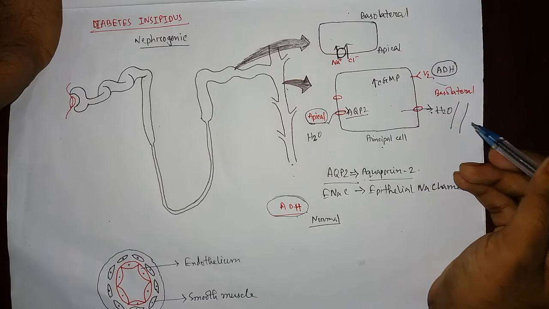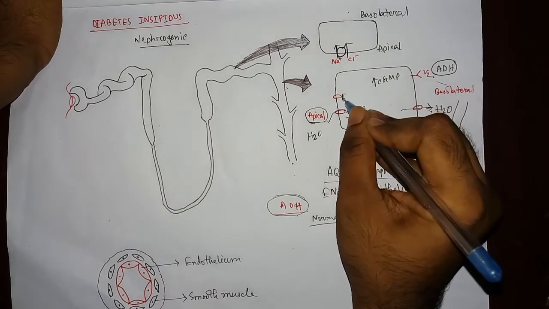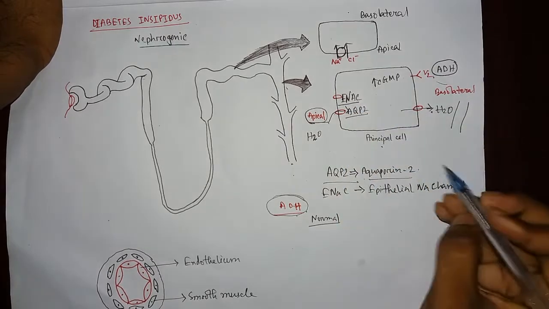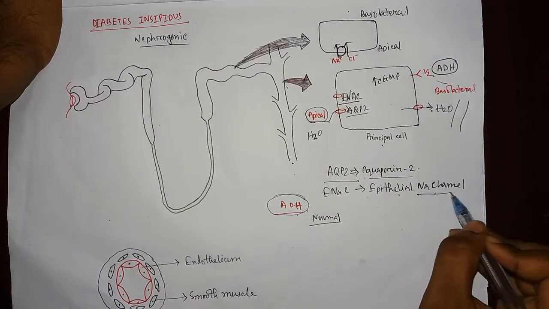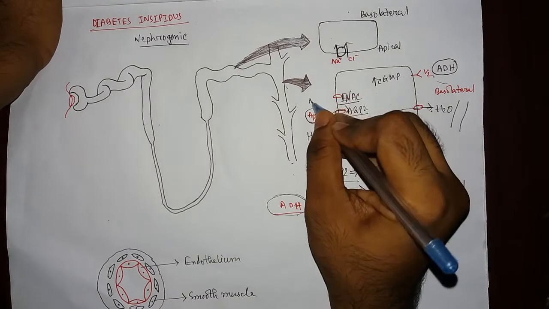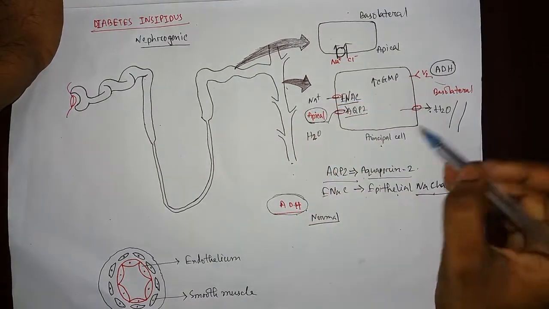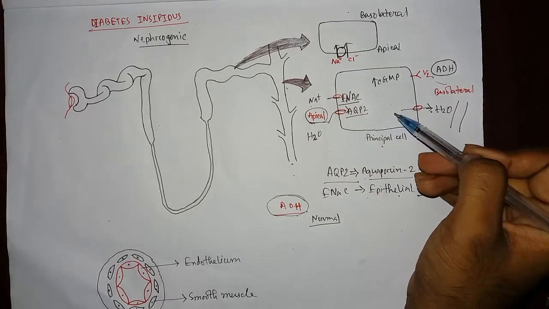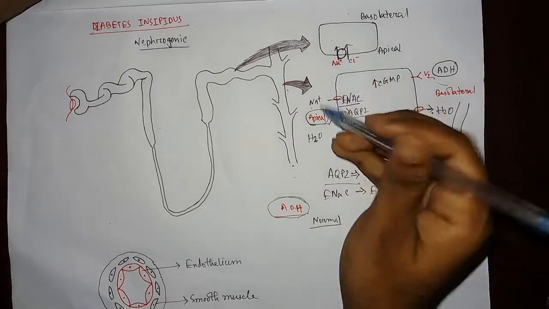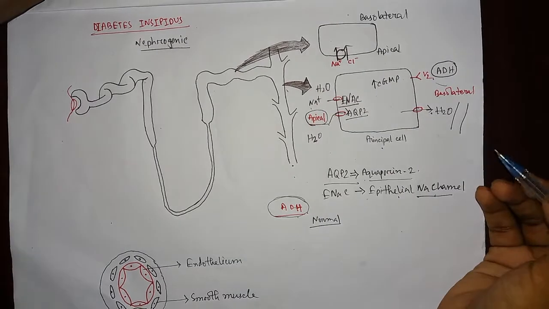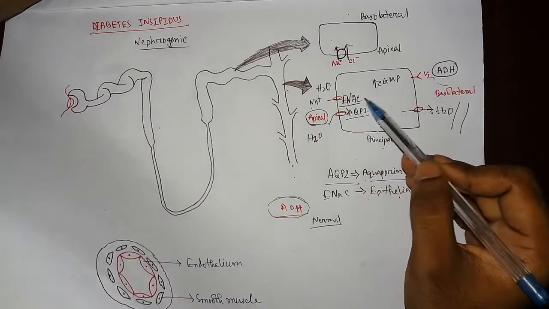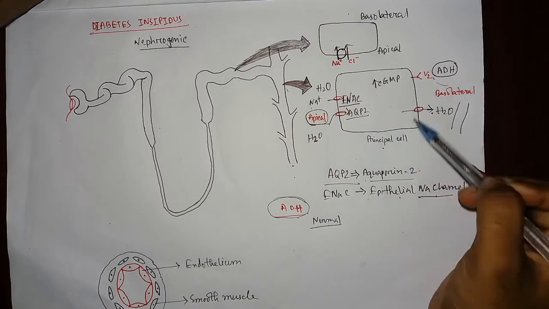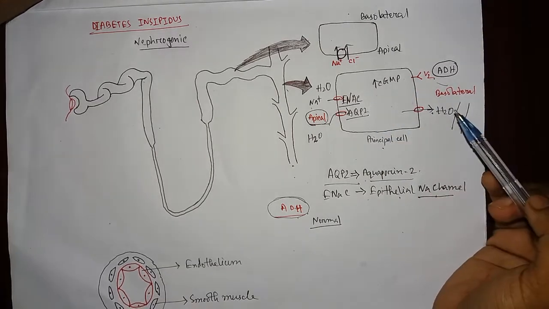And antidiuretic hormone also expresses ENaC. What do we mean by ENaC? That is the epithelial sodium channel, and this epithelial sodium channel also causes sodium to enter the principal cell, and as a result of sodium entering the principal cell, water will also enter the principal cell with the sodium, and as a result the urine will be more concentrated.